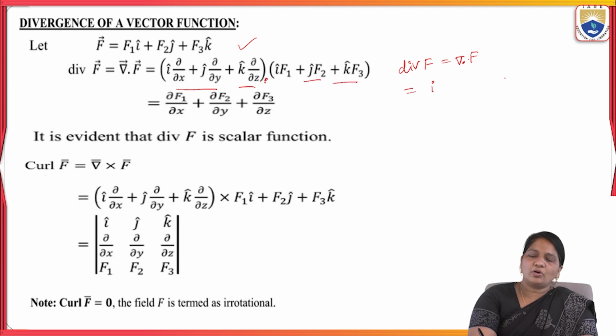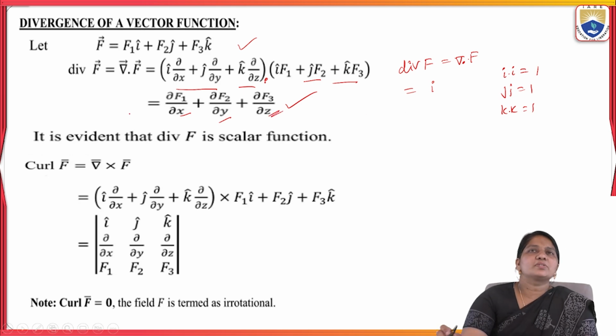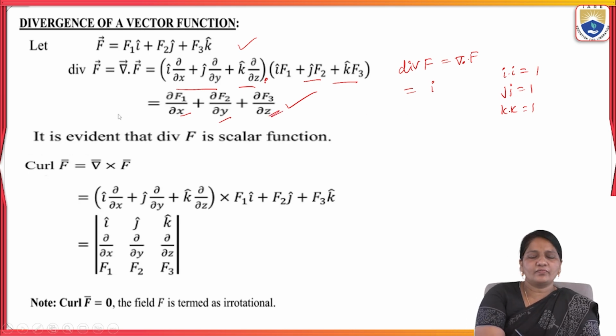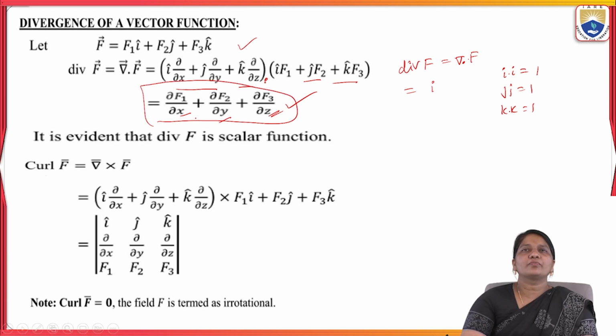When you do the dot product here, already we know the values: i dot i is 1, j dot j is 1 and k dot k is 1. By using that we write dou f1 by dou x plus dou f2 by dou y plus dou f3 by dou z. So directly, divergence of f, otherwise del dot f, is dou f1 by dou x plus dou f2 by dou y plus dou f3 by dou z.